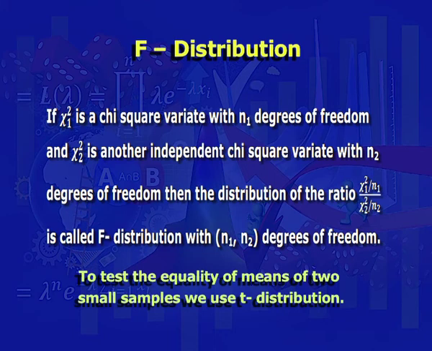To test the equality of means of two small samples, we use t distribution. In applying t distribution, it is assumed that the populations from which samples are drawn have equal variances. Hence, before applying t test, it is necessary to test equality of population variances. For that, F distribution is used. Consider the following illustration for the application of F distribution.